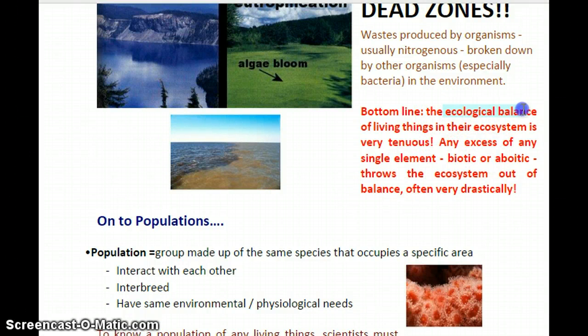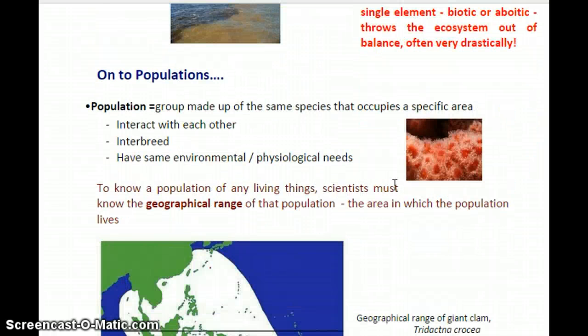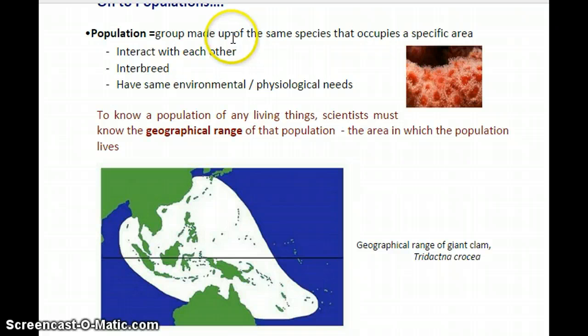There's a big ecological balance in living things, and the balance can be very tenuous, can be very delicate. So if you have an excessive amount of any single thing, whether it's a living thing or a non-living thing, biotic or abiotic, that can throw the ecosystem out of balance pretty drastically. So that having been said, let's look now at populations of organisms.